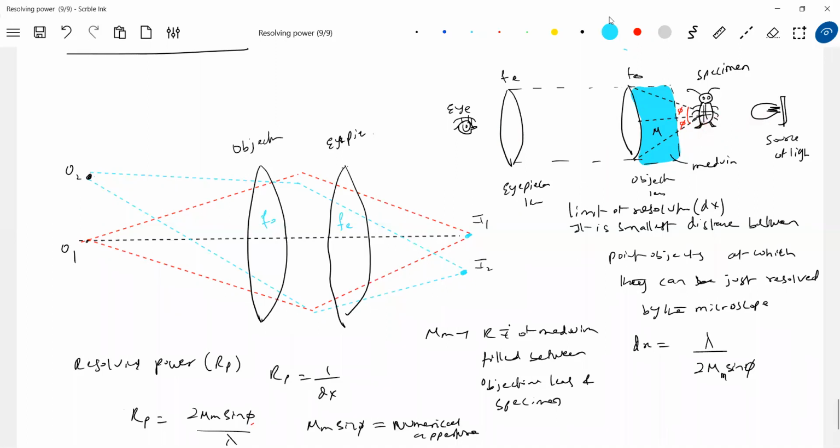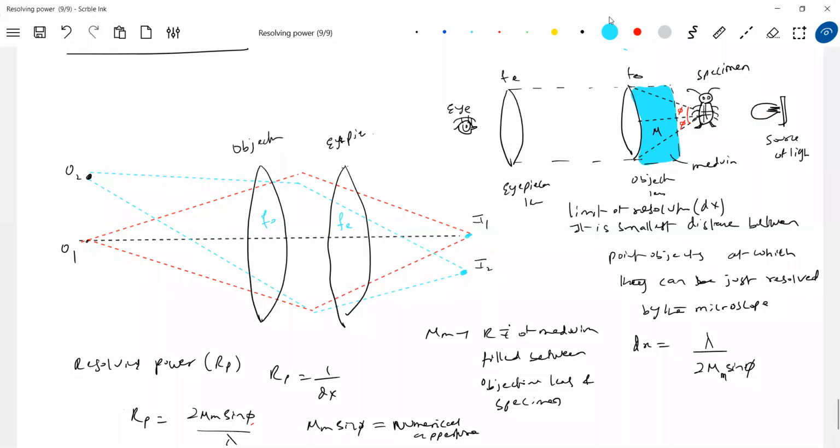What is the lambda now? Lambda is the light emitted by what, the specimen? All specimens will not be luminous, no? So therefore, I'm going to illuminate it by a source of light. So what shall I prefer? Shall I go for blue light? So what are the things we can produce here? Yellow, blue, and red.